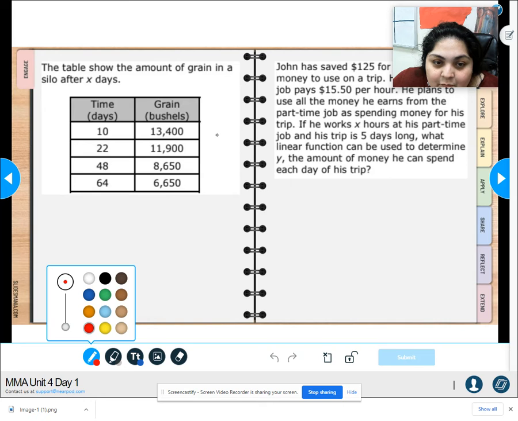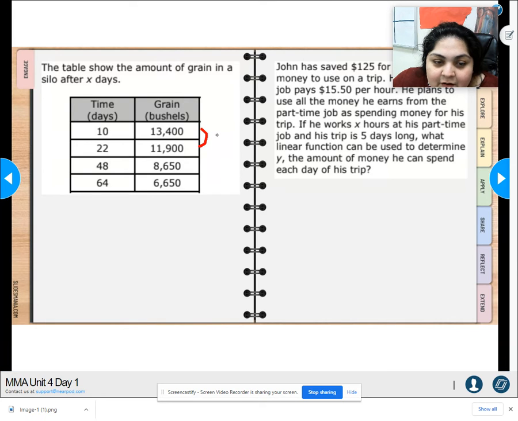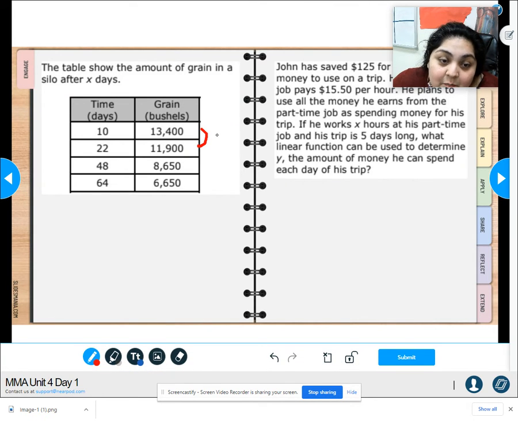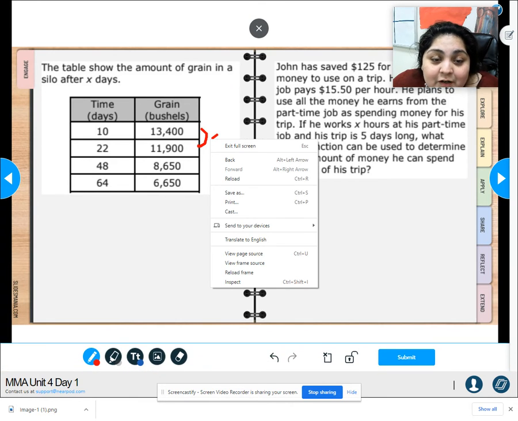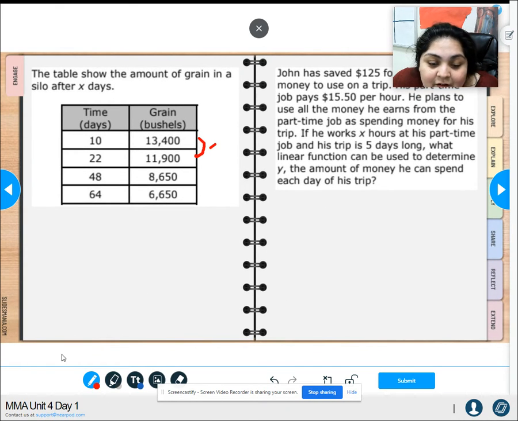Right here, the pattern is what? Did it go up? Did it go down? It went down, so we'll put negative right there. But we need to figure out how much it went down by. So we would get a calculator and figure that out. Let me get a calculator real quick. You can use your phones, which is basically what I'm using right now.